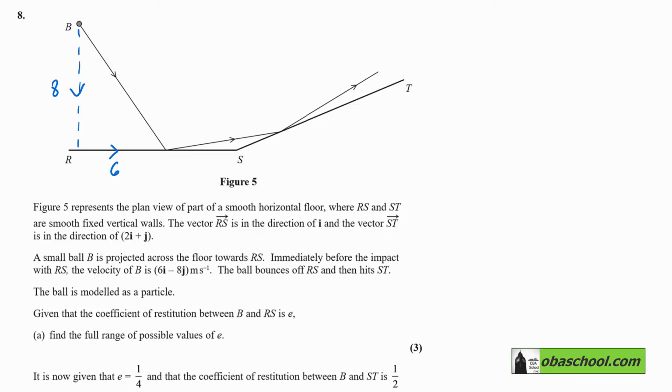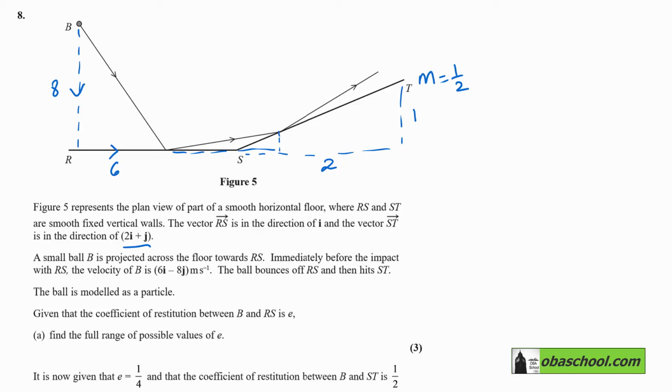Given that the coefficient of restitution between B and RS is E, find the full range of possible values of E. Well, we know that this is 2 and 1, 2i plus j, and that means that the gradient here is a half. So in order for this to have an impact, the gradient must be less than a half. If it was equal to a half or greater, it would go up here and never impact again.